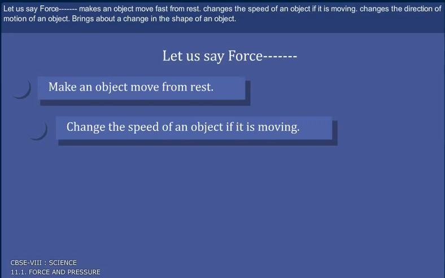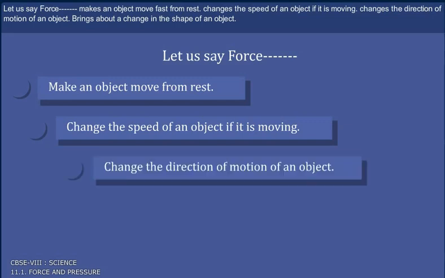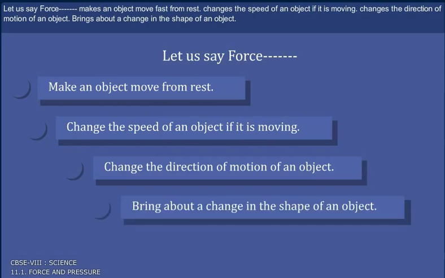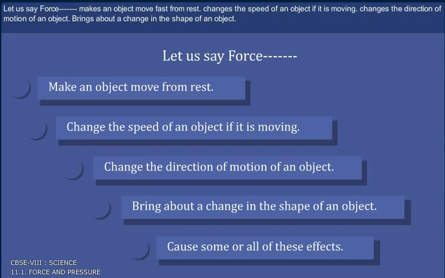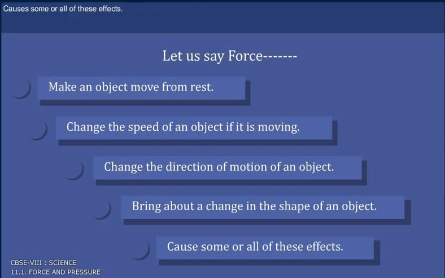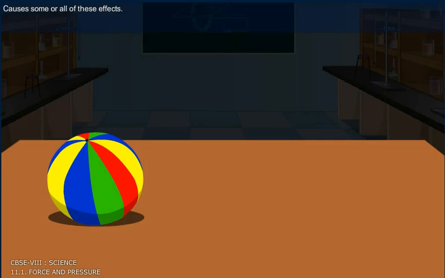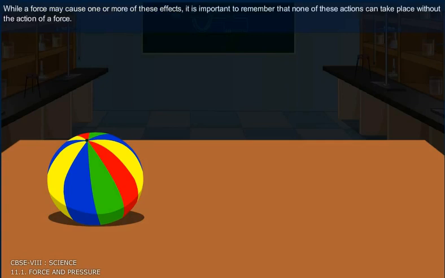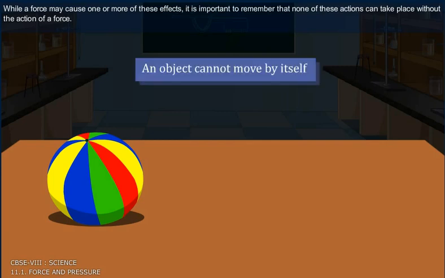Let us say force can make an object move fast from rest, change the speed of an object if it is moving, change the direction of motion of an object, bring about a change in the shape of an object, or cause some or all of these effects. While a force may cause one or more of these effects, it is important to remember that none of these actions can take place without the action of a force.